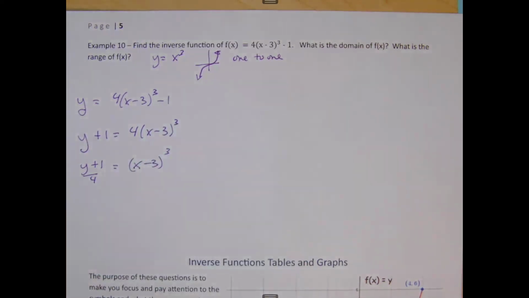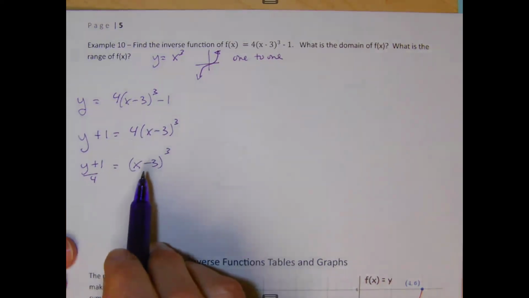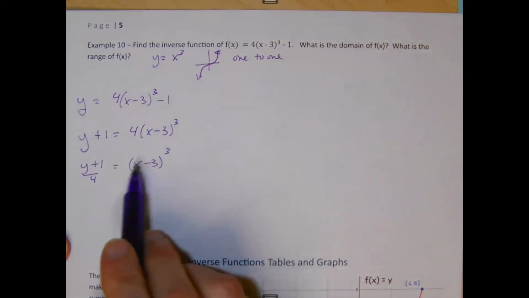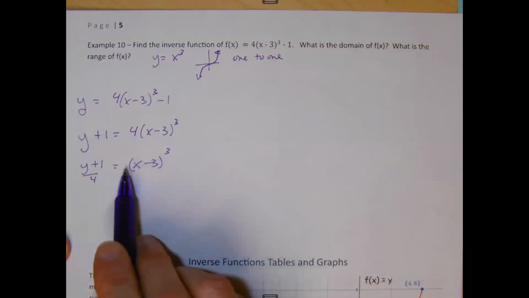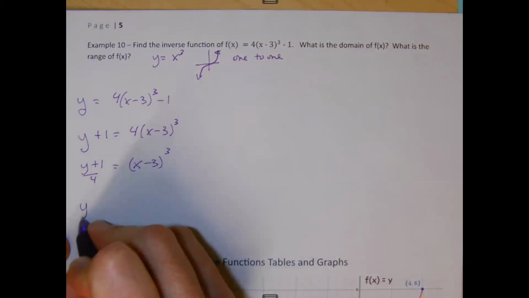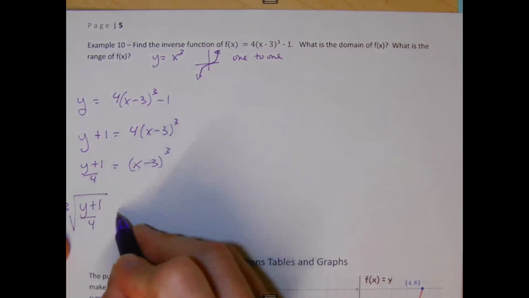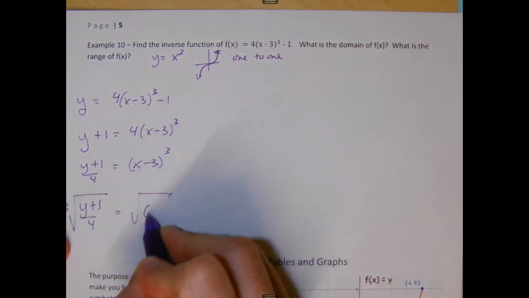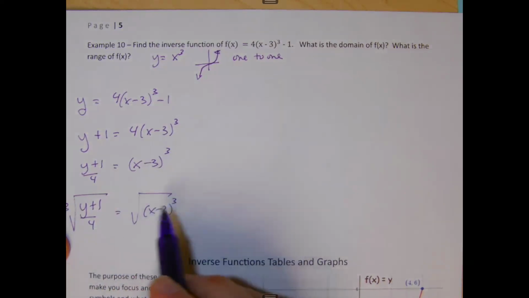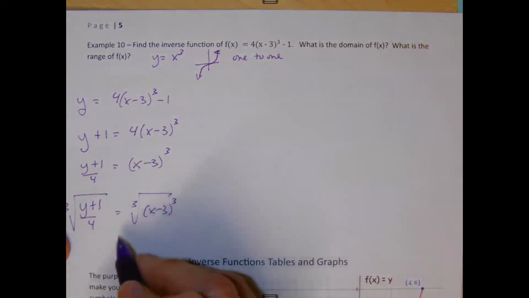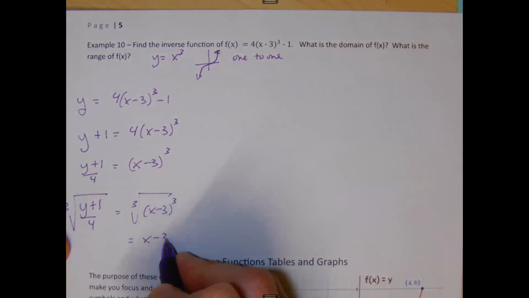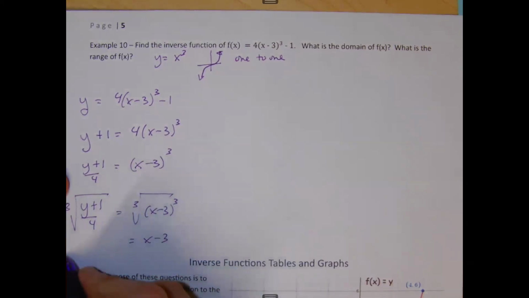All right. What do I do next? Well, now I'm going to find the inverse operation. This is being cubed. I need to take the cube root. And when I do that, the cube root of x minus 3 cubed is just x minus 3. And this side I still have the entire expression. It's the cube root of y plus 1 divided by 4.